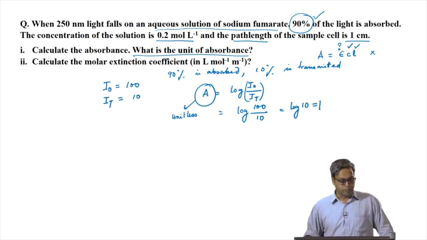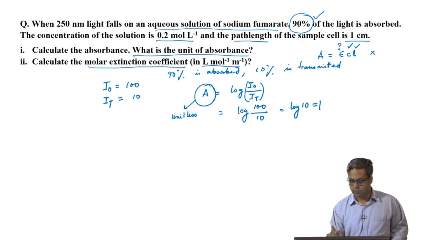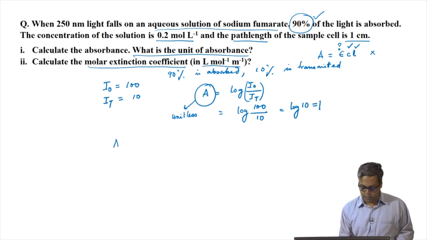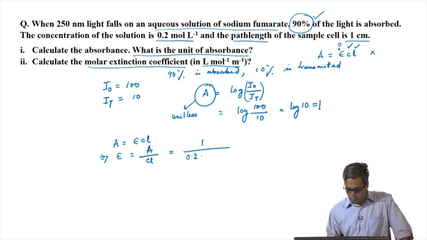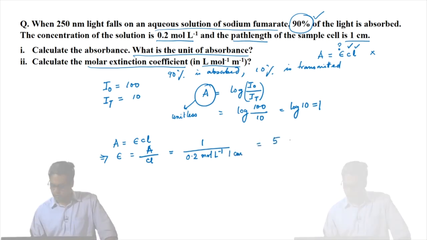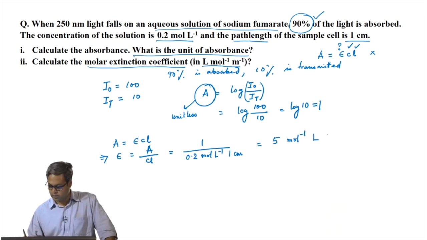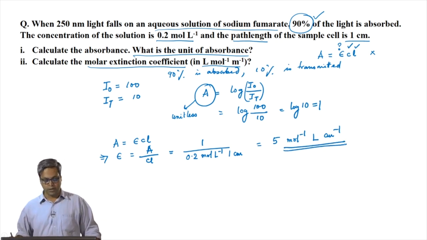Now, the second question we have is calculate the molar extinction coefficient in liter mole inverse meter inverse. So, now we will use the Beer-Lambert law equation, absorbance equals epsilon C L. So, from here we can rearrange and write epsilon equals absorbance by C L, that is absorbance 1 by concentration 0.2 moles per liter and path length is 1 centimeter. So, this becomes 5 mole inverse liter centimeter inverse. So, this is the unit of epsilon or molar extinction coefficient.